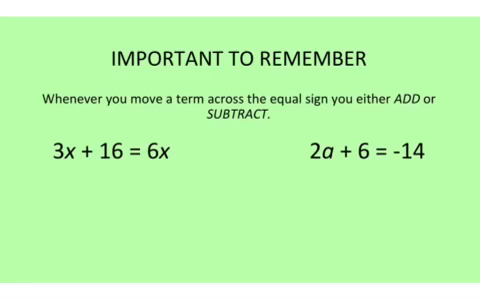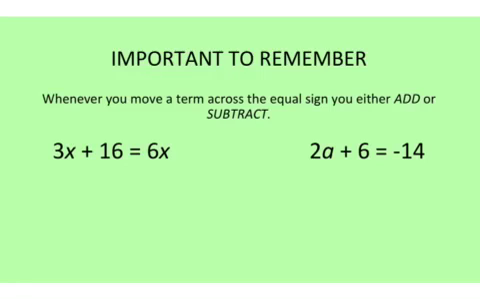There's one piece of information that is the most important that you need to remember, okay? When you move anything across the equal sign, you're adding or subtracting it. It's kind of like combining like terms, but you're going to do the opposite to it, to add it or subtract it to the opposite side of the equal sign.